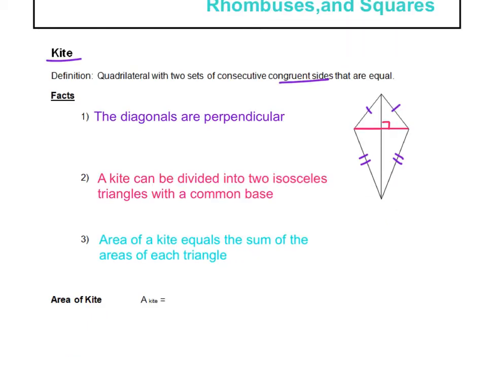Our third fact is that the area of the kite is going to be equal to the sum of the areas of each triangle. So if you knew the area of each triangle, you could add those 2 together to get the area of the kite.